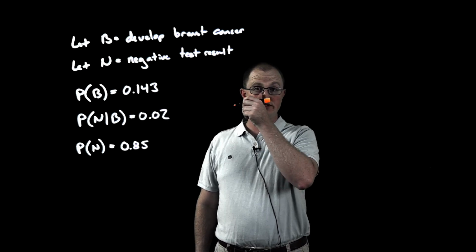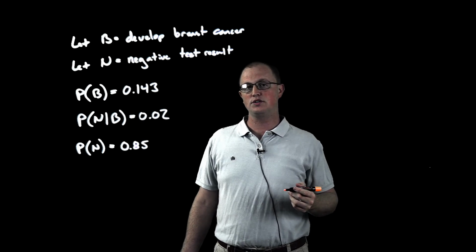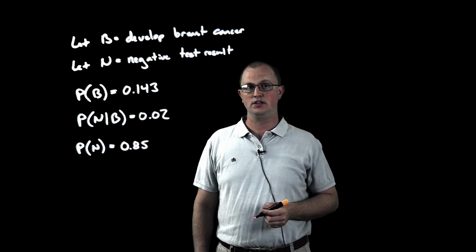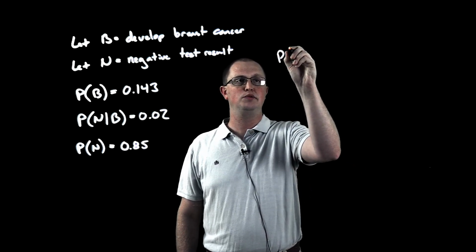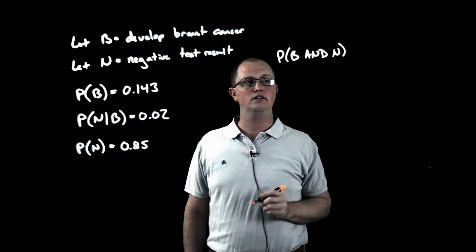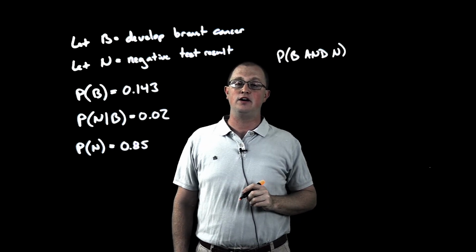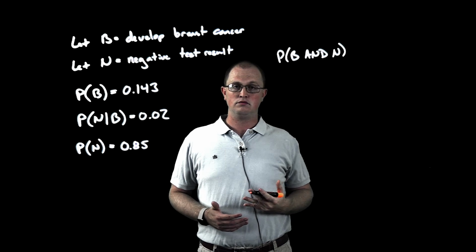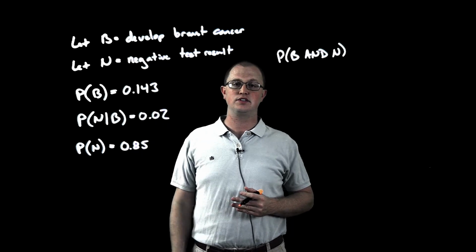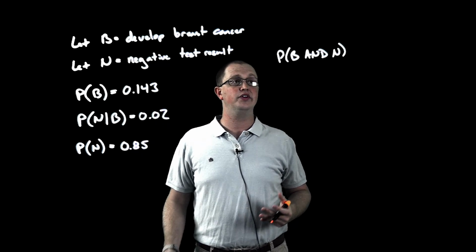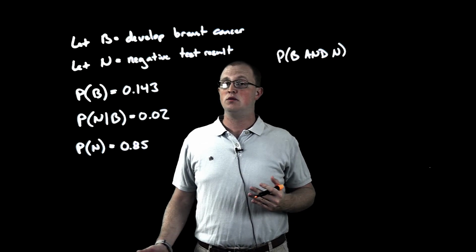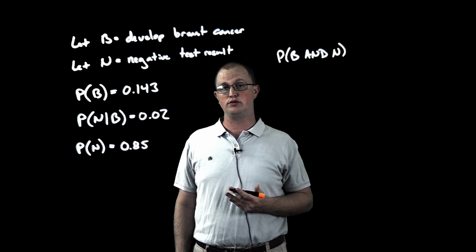All right, so using this, we can ask, what is the probability of a woman getting a negative test result and having breast cancer? So we can ask, what is the probability of B and N? Now, if we were to know that the probability of getting breast cancer and getting a negative test result were independent, then we could just apply the independence formula to calculate this probability. But we don't know that. So we have to use the general rule for this.